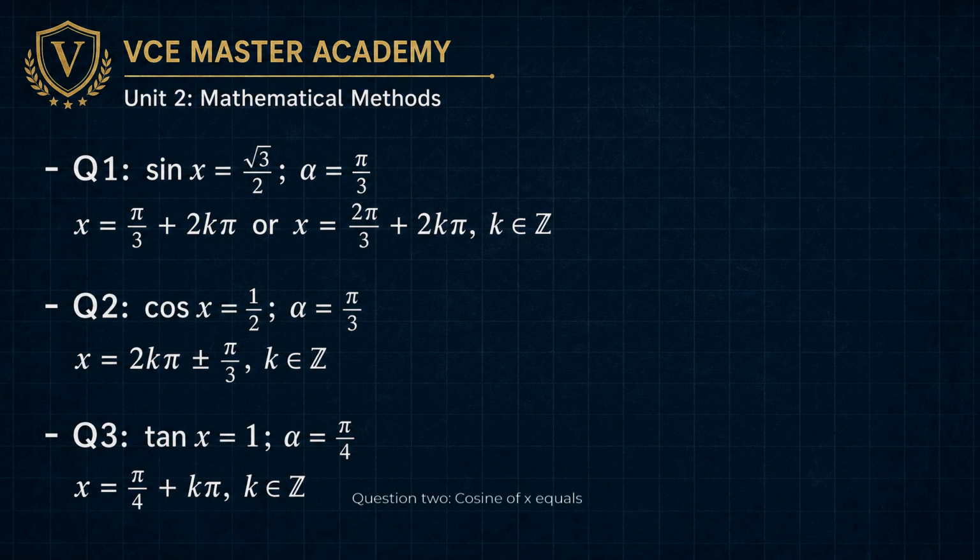Question 2. Cosine of x equals a half. Alpha is pi over 3. Copy the cosine family. X equals 2k pi plus or minus pi over 3. K is any integer. Question 3. Tan of x equals 1. Alpha is pi over 4. Tangent steps by pi. X equals pi over 4 plus k pi. K is any integer. If you wrote all 3 with k belongs to the integers, well done.